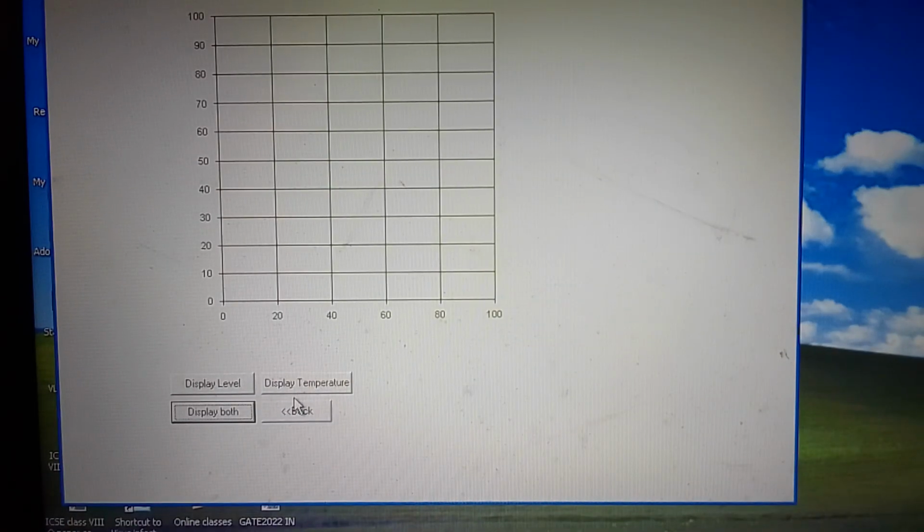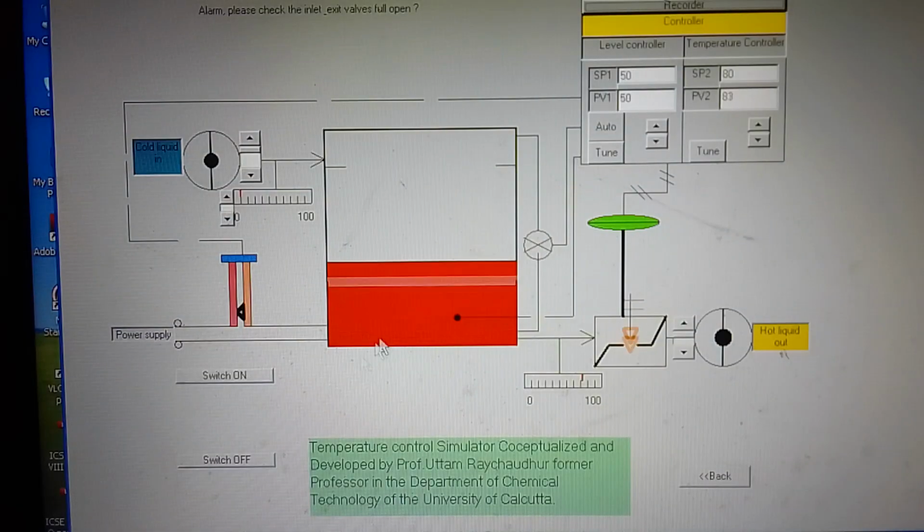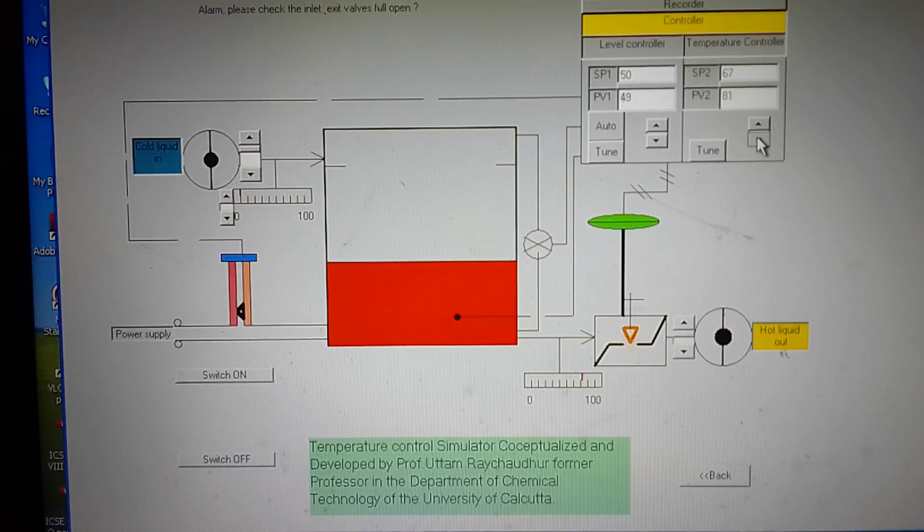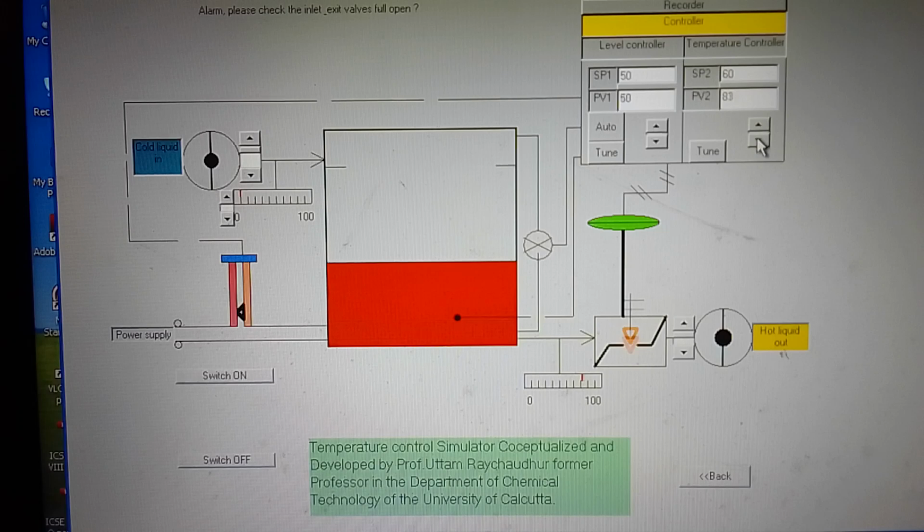We can display the level first. You can see the level has almost reached 50%. Then display the temperature. The temperature has also reached 80 degrees centigrade, slightly plus or minus 80. Now if you want to make it 50 or 60 degrees centigrade, you will find that the level is maintained at 50, and the temperature is taking time.